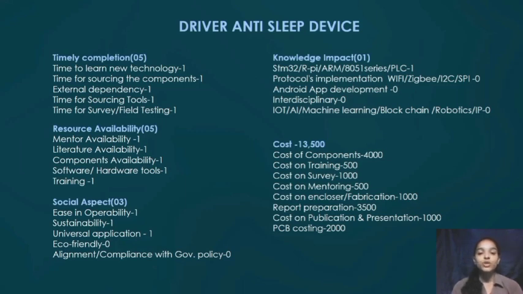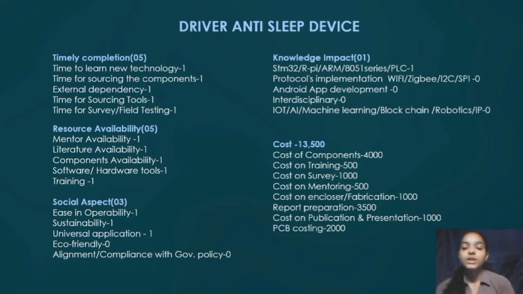Last parameter is cost. We have given 8 subparameters to cost, from which we are getting one final cost of our first project. First one is cost of components. We have given it a cost of 4,000. Second one is cost of training. We have given it a cost of 500. Third one is cost of survey. We have given it a cost of 1,000 rupees. Cost of mentoring. We have given it a cost of 500 rupees. Fifth one is cost of enclosure or fabrication. We have given it a cost of 1,000 rupees.